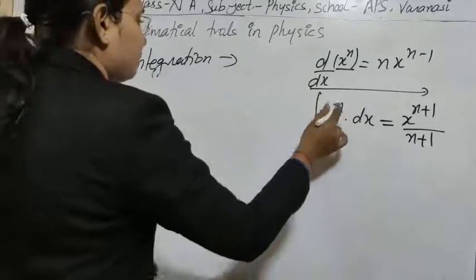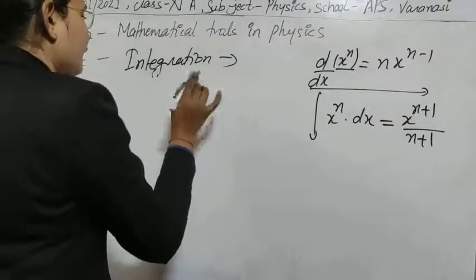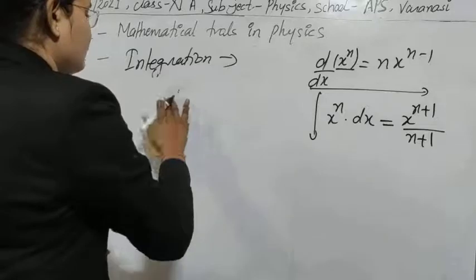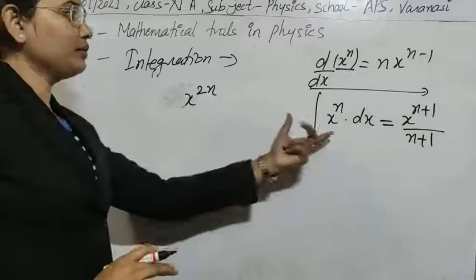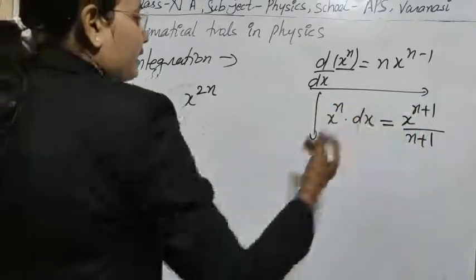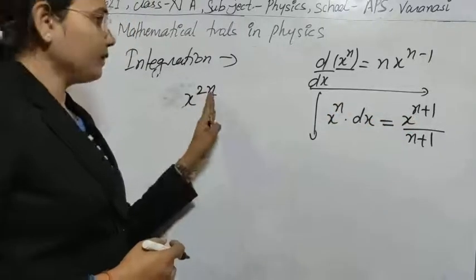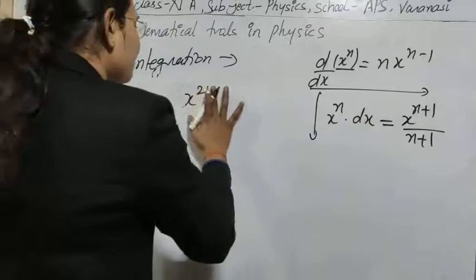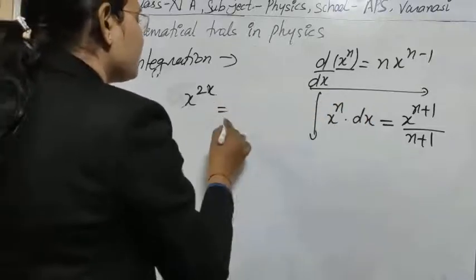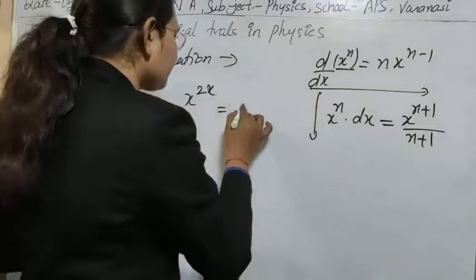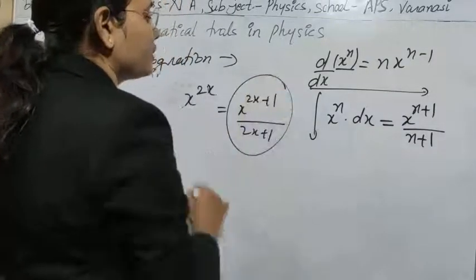Let's see one more example for only integration. Suppose we have x power 2n. Suppose we have this quantity and you have to integrate this. So in this way you have to put in the place of n, that is equal to here 2n. And if suppose here we have just taken x power 2x, in that case what you have to do here, you can take it to x power 2x plus 1 upon 2x plus 1. So this is the way in which you can integrate it.